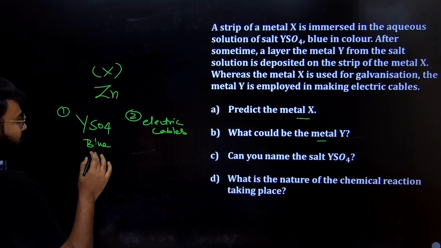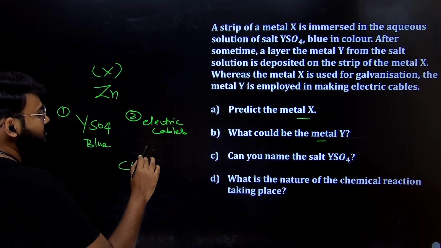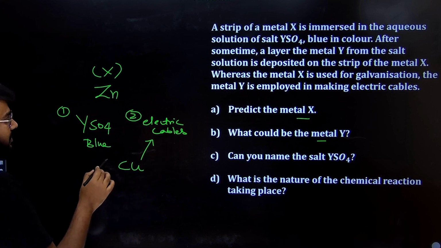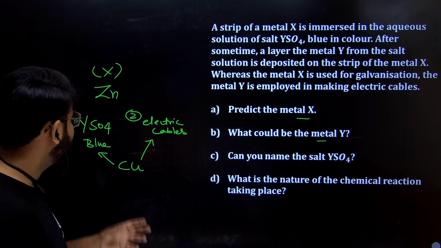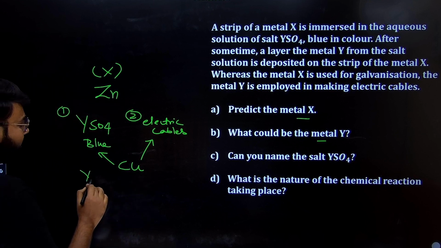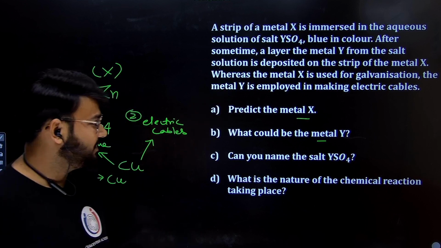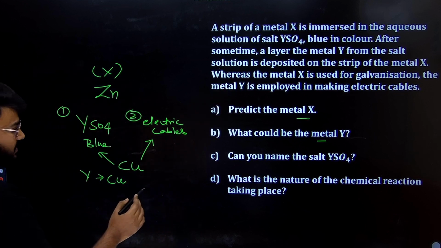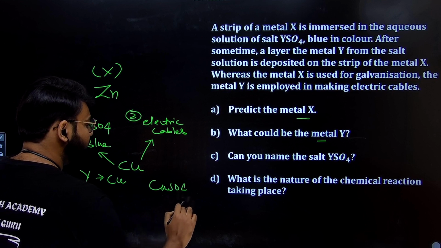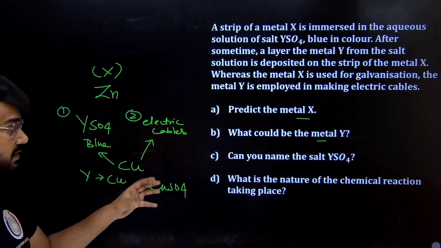So that means, if you see, copper is used in making electrical cable, and if you see the copper sulfate solution, it is blue in color. So one thing we are sure, the Y must be copper. Now let's fit everything in the question. So then the salt must be CuSO4, okay, because we know it is blue vitriol, it makes a blue color solution.